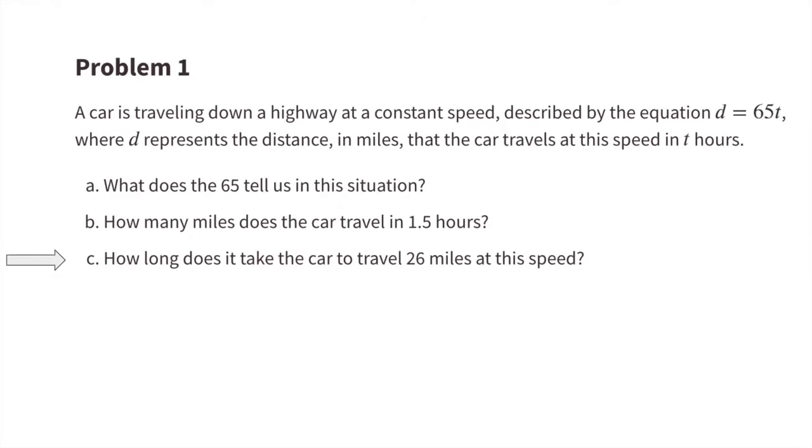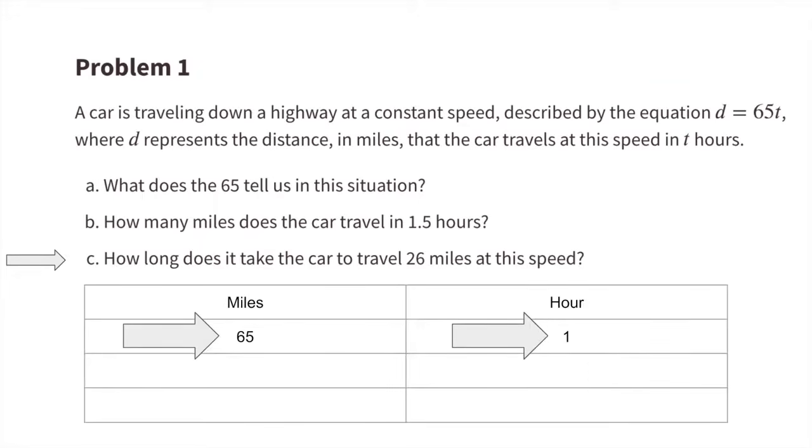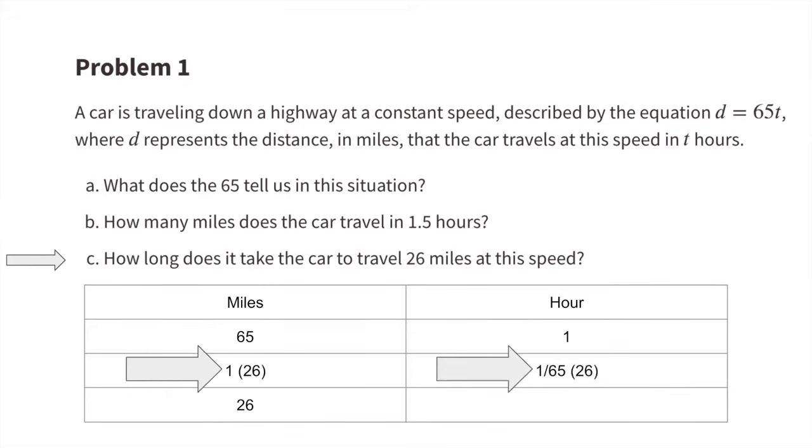C. How long does it take the car to travel 26 miles at this speed? 65 miles in 1 hour, and to get from 65 to 1, we need to divide 65 by 65. Since we divided the miles by 65, we have to divide the hours by 65. 1/65 of an hour, or 1 over 65. To turn the 1 mile into 26 miles, we need to multiply the 1 times 26. And since we've multiplied 1 mile times 26, we need to multiply 1/65 of an hour times 26.